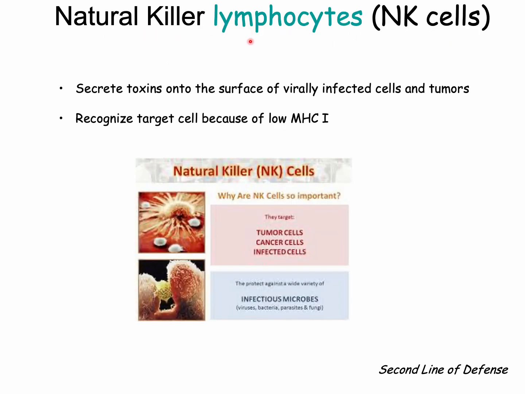Natural killer cells. Natural killer cells are lymphocytes. They are a type of white blood cell. They're also called NK cells. Natural killer cells kill other cells by secreting toxins called perforins. These perforins, just like it sounds, perforate the membranes of other cells, breaking them down and killing the cell.